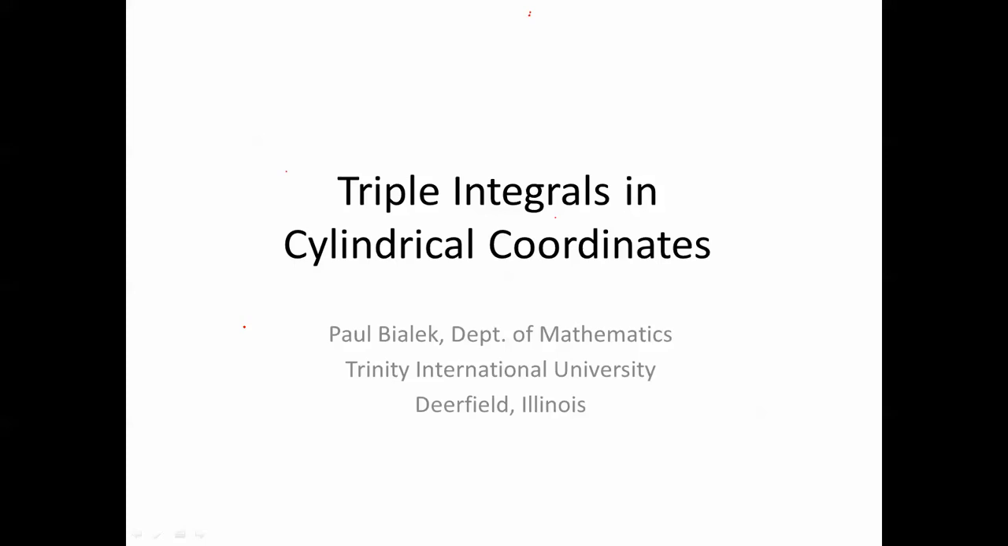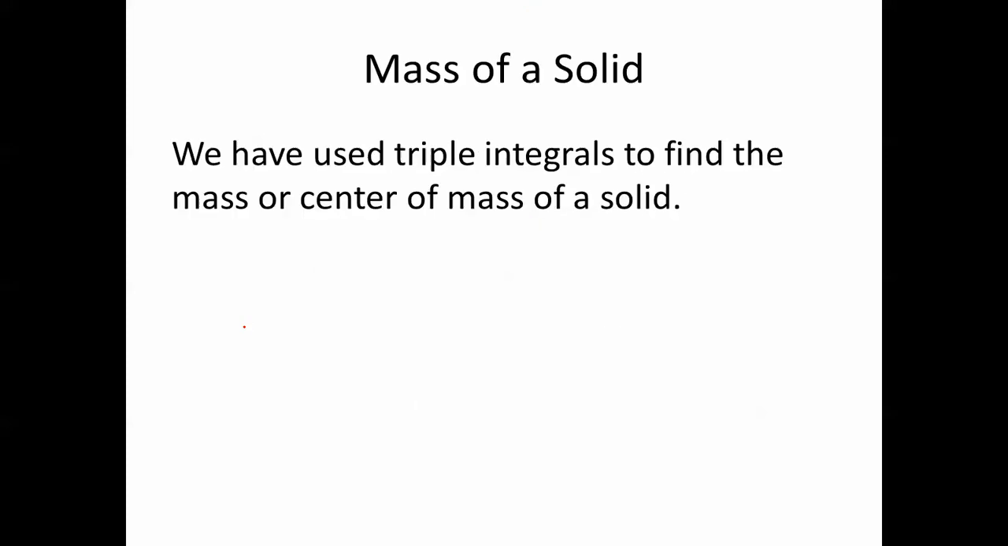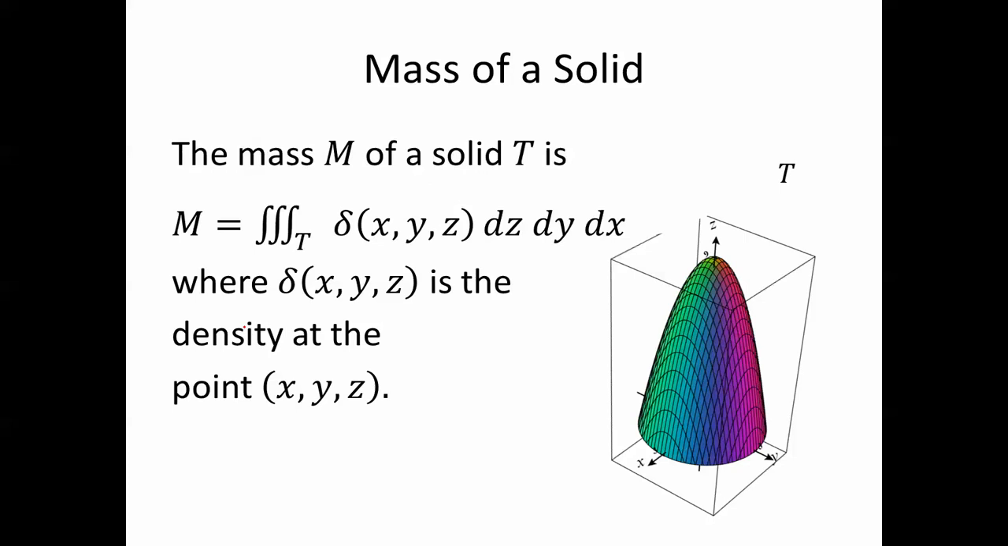Let's look at triple integrals in cylindrical coordinates. We have used triple integrals to find the mass or center of mass of a solid. The mass m of a solid T is m equals the triple integral over T of delta of x, y, z dz dy dx, where delta is the density of the solid at the point (x, y, z).